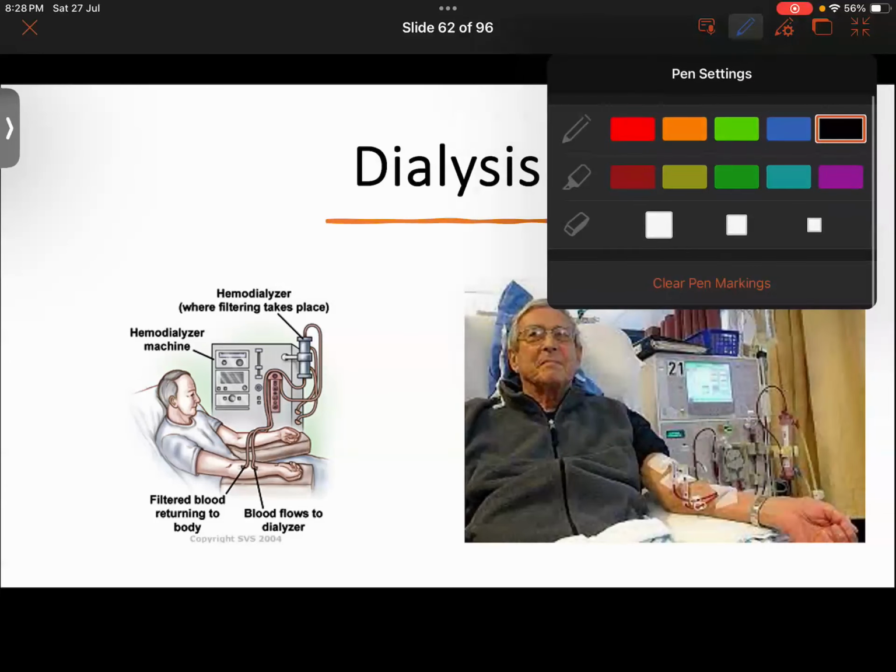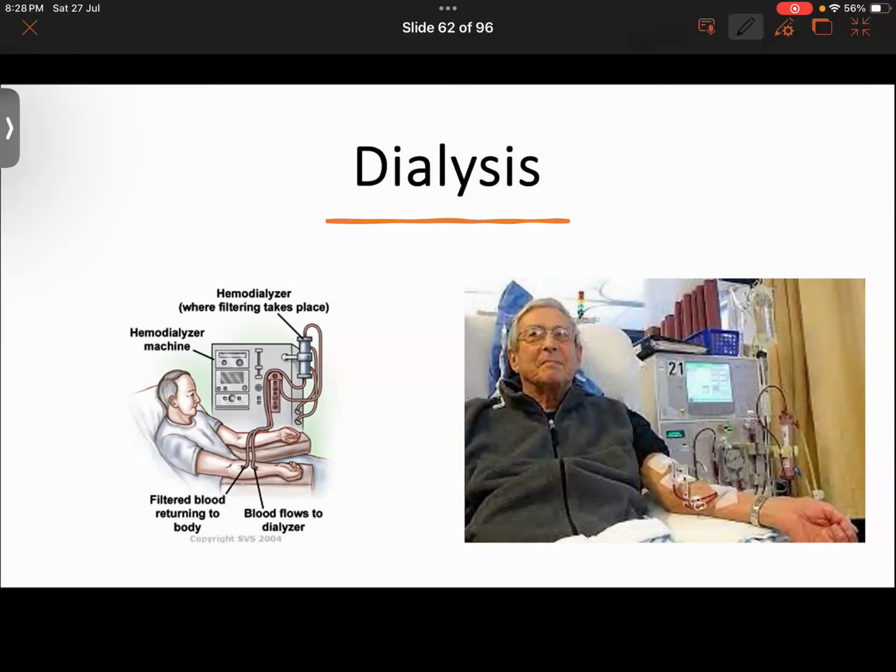Sometimes what happens is the kidneys of people fail to function. So these people have to go through a procedure called dialysis. It's a kind of artificial kidney. This machine that you see over here is an artificial kidney.